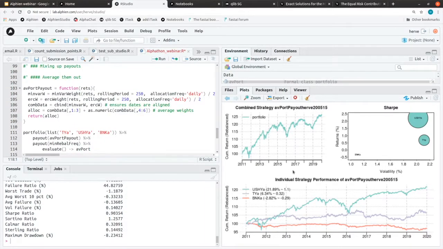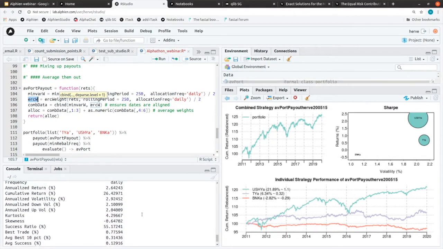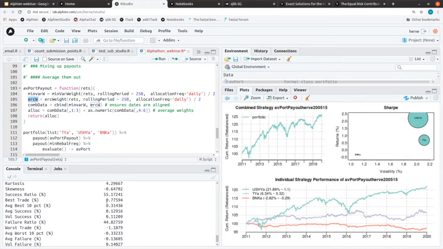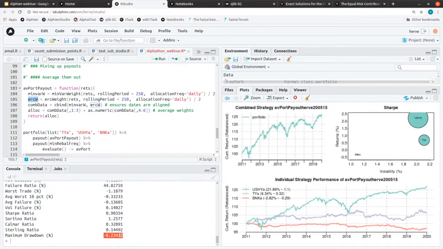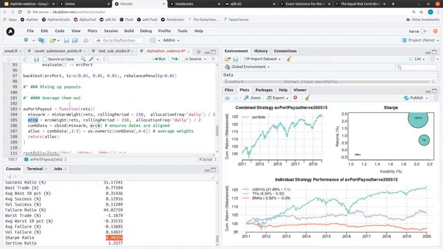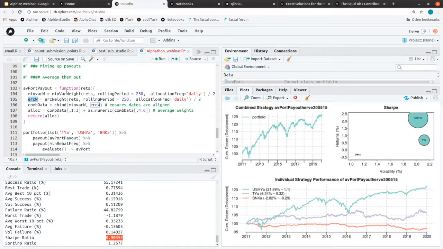So here what we have done is combine minimum variance and equal risk portfolio in one single asset. This is the output we get. Obviously, returns are not that high, but it's combining the two portfolios. We have a pretty okay drawdown, and then the Sharpe ratio is 0.9, so it's in line with the two pre-made portfolios that we have tested. So this might ensure stability out of sample in unseen data, as we are doing some averaging of the two sets of weights. So that's one way that you can combine existing payouts.